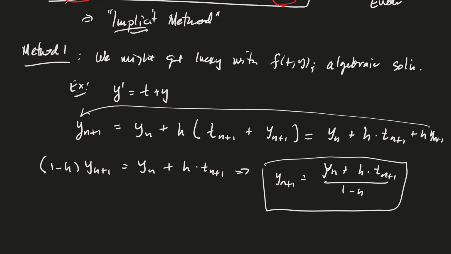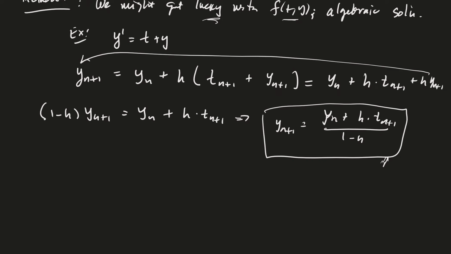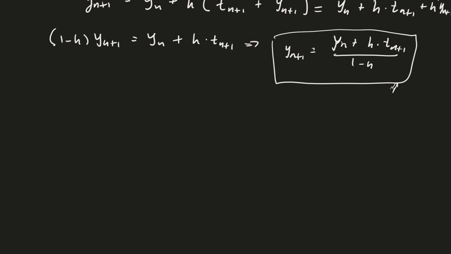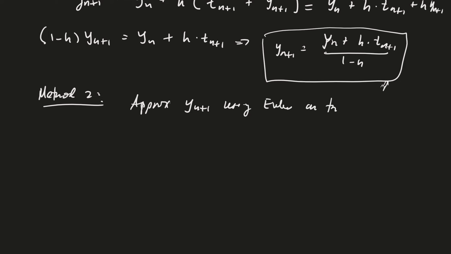And so that's what I mean by we might get lucky with f of t, y, and then we could just hard code what the algorithm becomes in that case. What happens if we're not so lucky? Well, there's a way of approximating y sub n plus 1. So method 2 is to approximate y sub n plus 1 using Euler on the right.